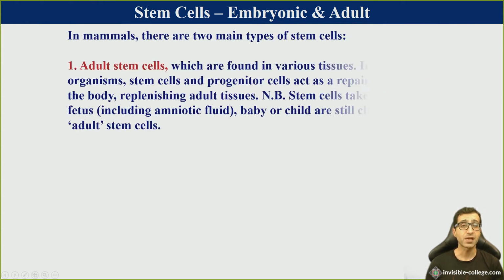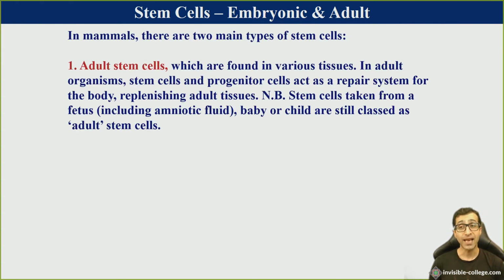Adult stem cells are found in various tissues. In adult organisms, the stem cells and progenitor cells basically act as a repair system for the body, which is responsible for replenishing the cells lost in the adult tissues due to either the death of those cells at the end of their normal life or due to damage to those tissues. Now, the stem cells taken from a fetus, including the amniotic fluid, are still classified as adult stem cells.